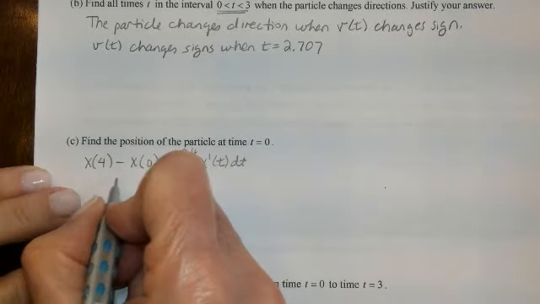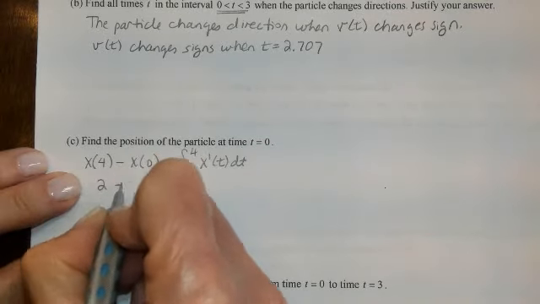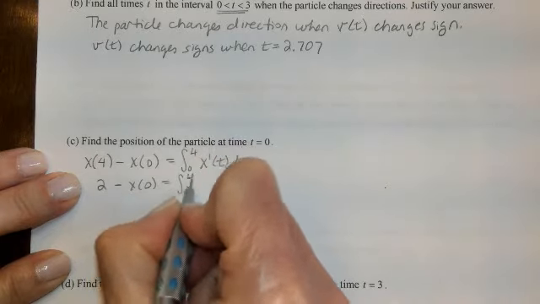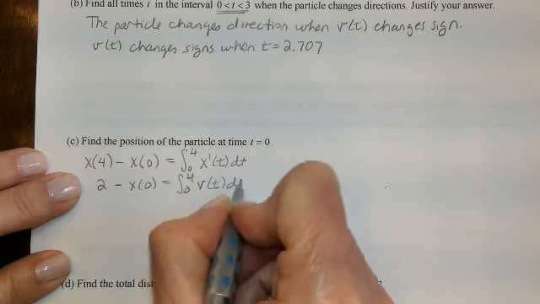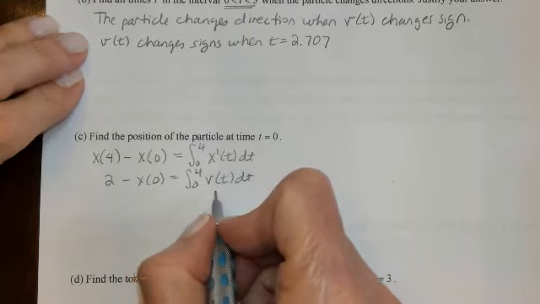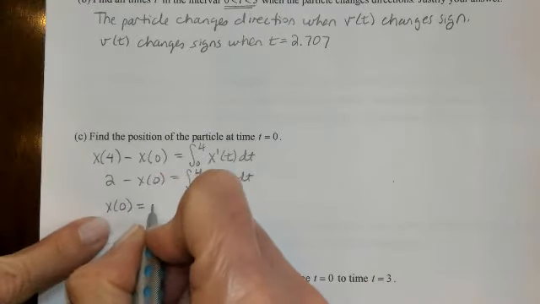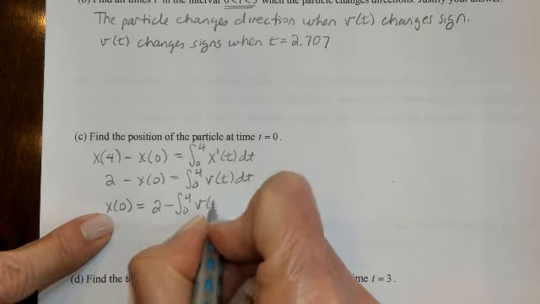So at time 4, the position was 2. And again, x prime is our velocity function, so I will write that in there. I don't have to rewrite what the velocity function is because they used v of t for that, so I can just write v of t. So x of 0, the position at 0, will be 2 minus that integral.